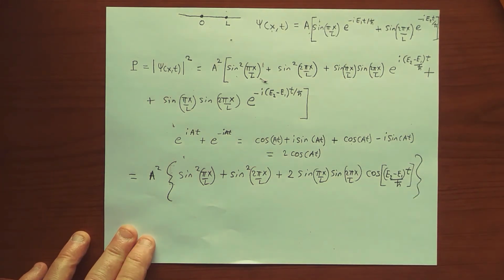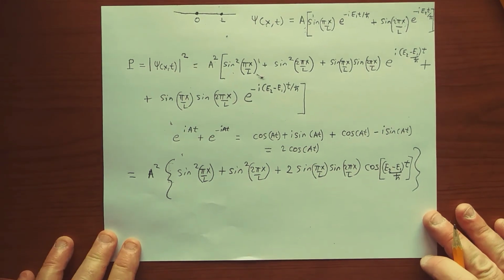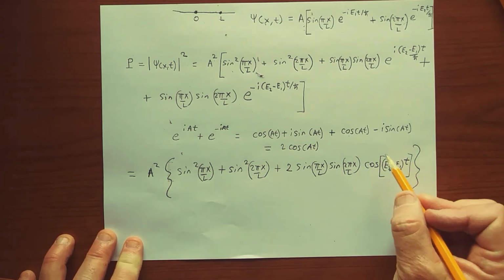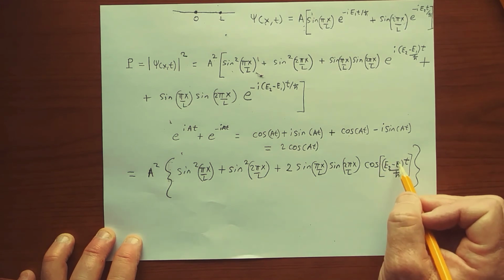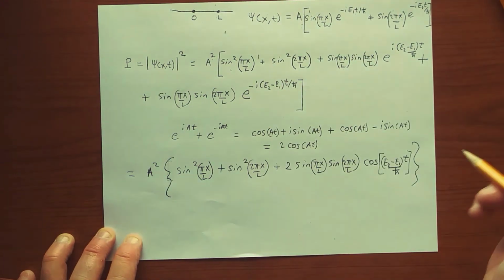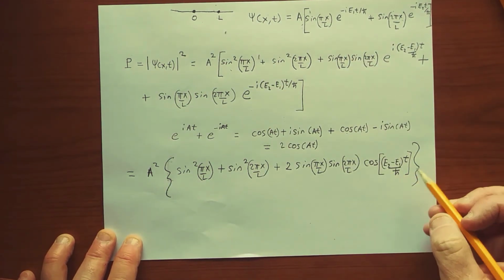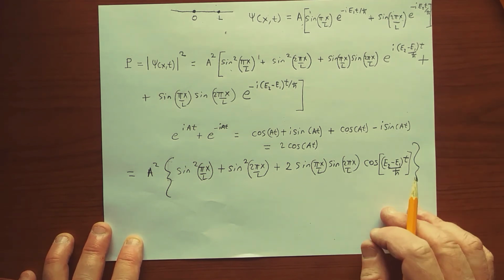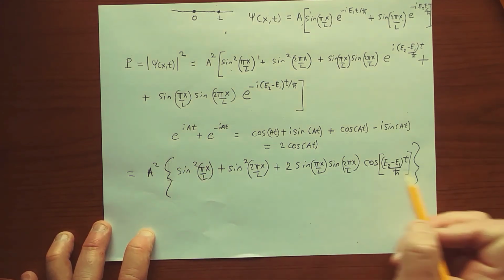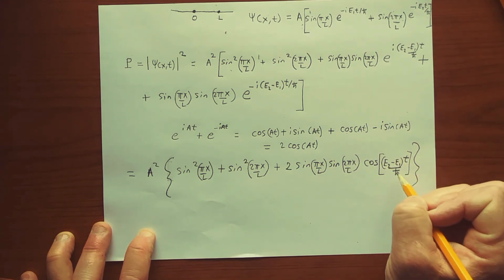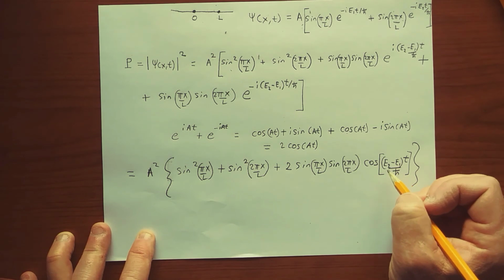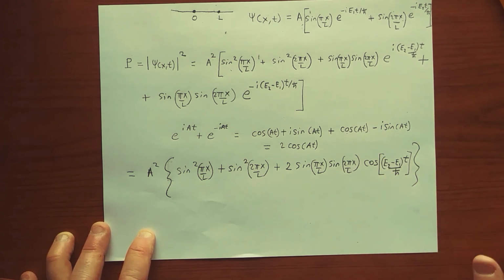So this is the probability density, and we see that in fact it involves a time term, and it's a cosine of a time term. So the probability density is oscillating sinusoidally at x values, and the frequency of oscillation depends on the energy difference. So the larger the energy difference, the larger the frequency of oscillation.